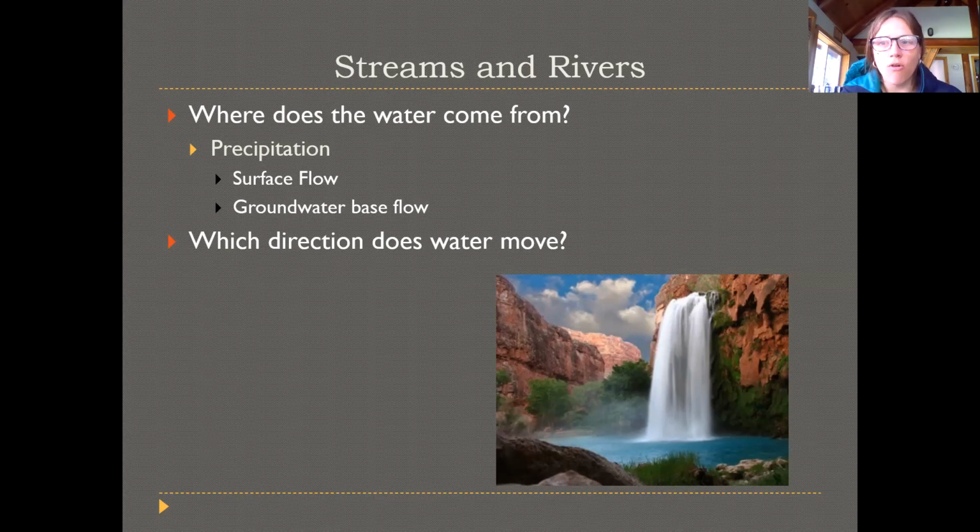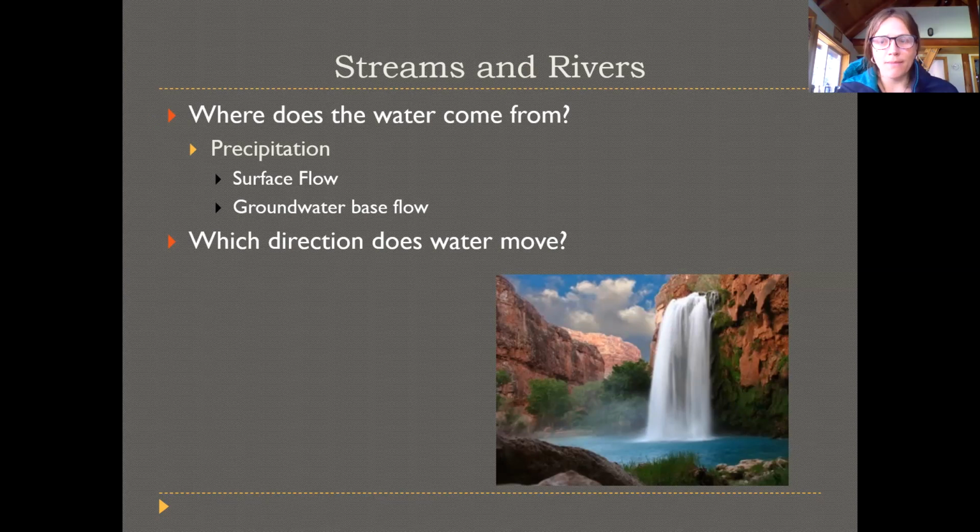And then also some of that precipitation might infiltrate down into the soil and then might flow underground, and then groundwater might actually flow into a stream from the side of the stream as well. And that is sometimes called base flow or groundwater flow.